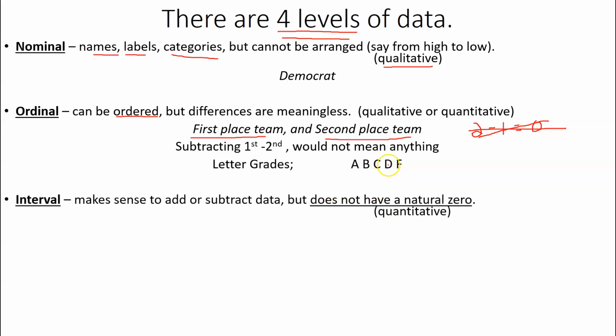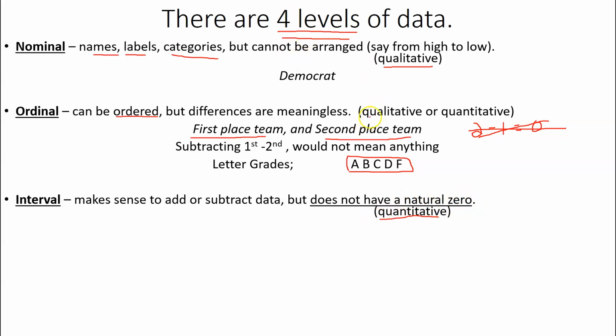Now, I know people can argue, well, what about 85% minus 80%? That's different to me, though, because now you're talking about the numbers. If I'm talking about specifically letter grades, subtraction doesn't mean anything, so I would say that's ordinal. The next level is called interval. It makes sense to add or subtract, but does not have a natural zero, and these are qualitative.